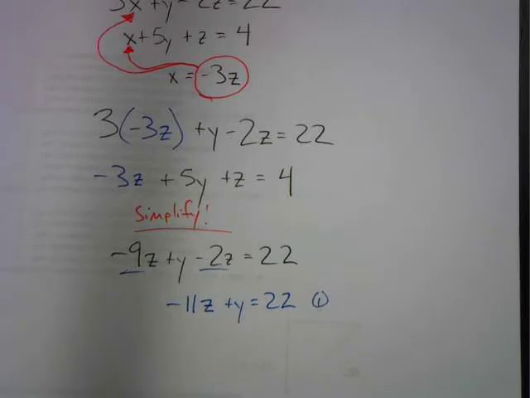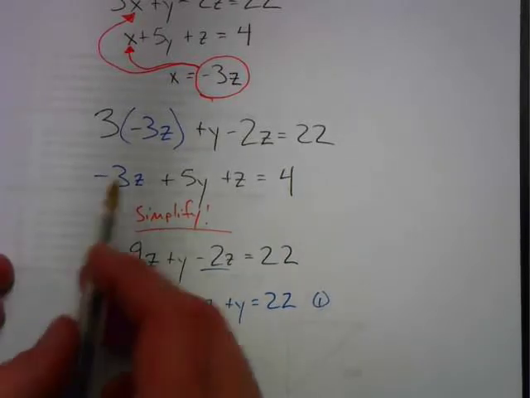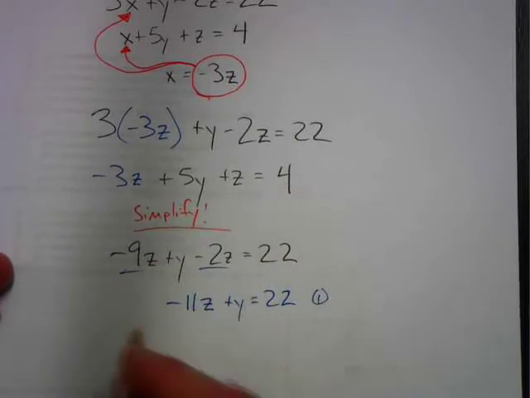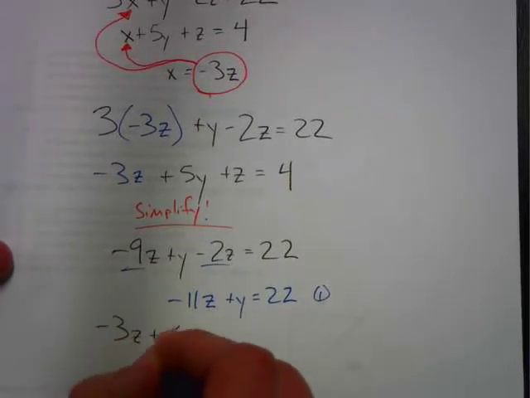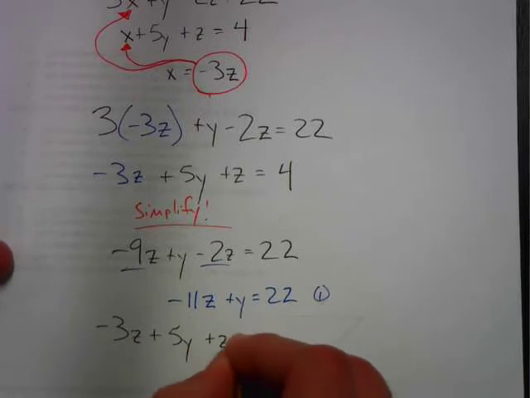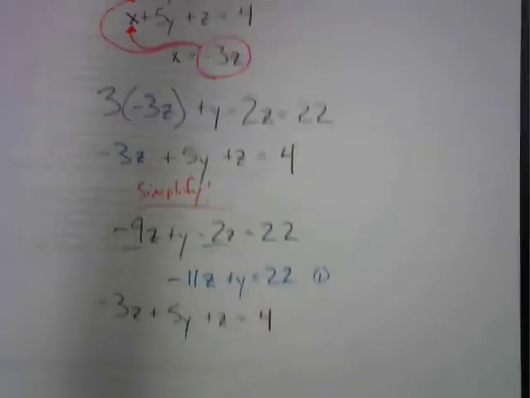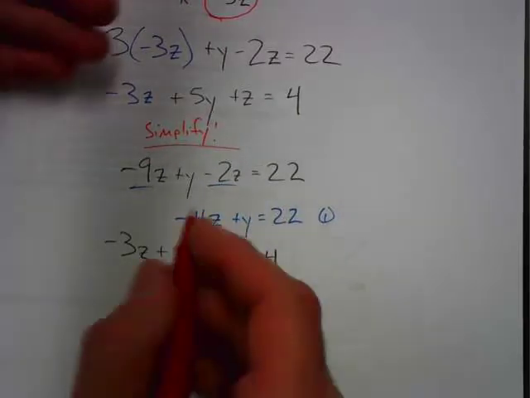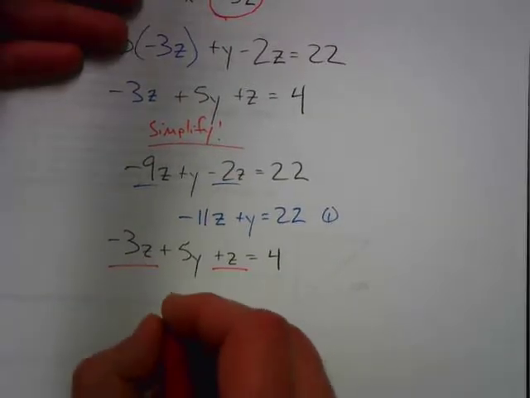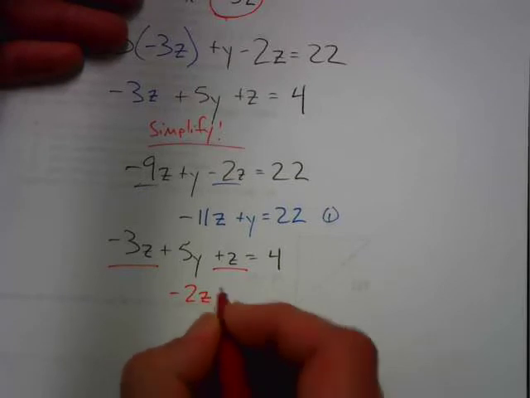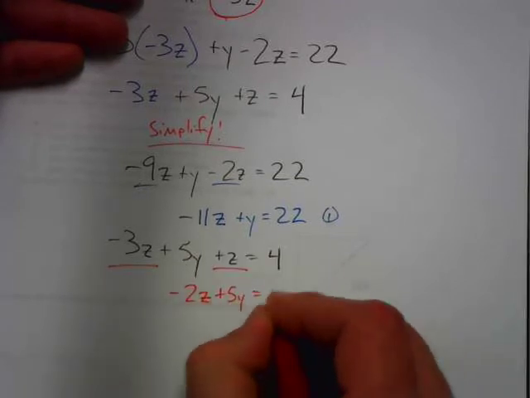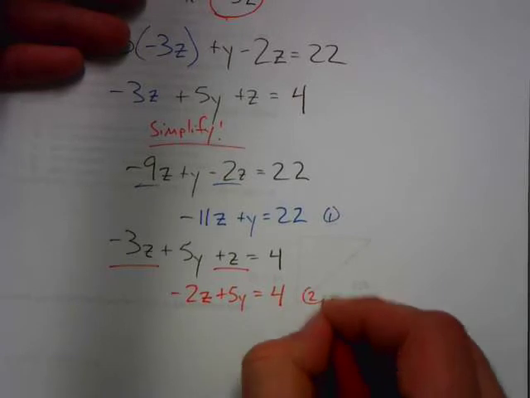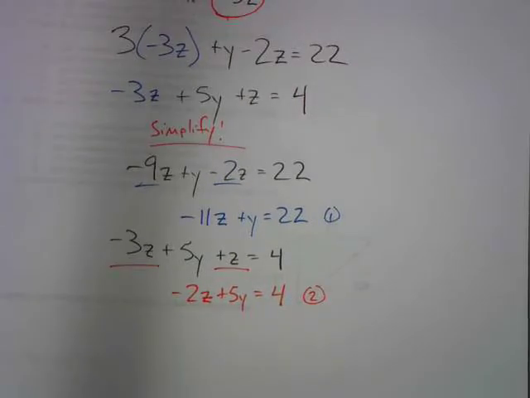What about the second equation? Now we're going to simplify the second equation. Negative 3z plus 5y plus z is equal to 4. I'll write this one in red, and we can simplify this. We have negative 3z plus z, that's negative 2z, and then 5y, and that's equal to 4. We can call that equation 2. And guess what we have? Two equations with the same two variables, and we're basically home free.